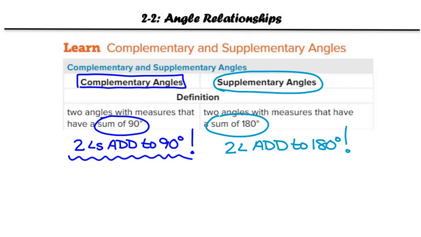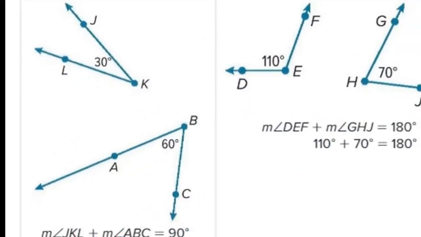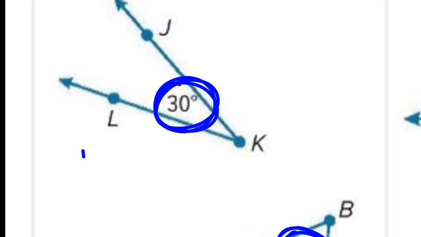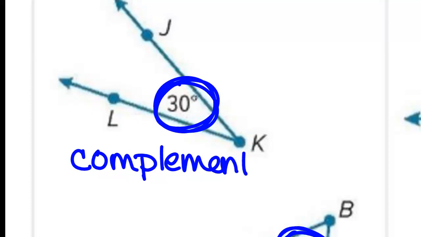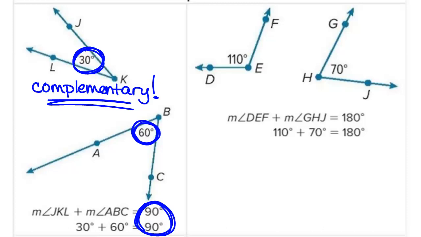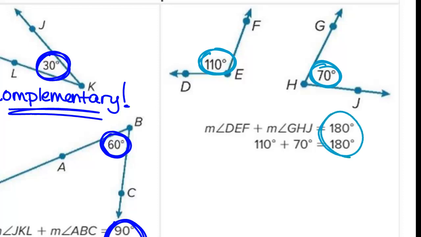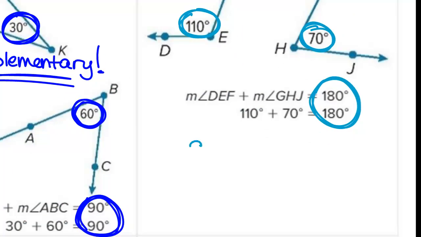All right, so we've got a couple examples here. I have a 30-degree angle and a 60-degree angle. What happens when you add 30 and 60 together? You get 90, which means these would be what types of angles? Complementary. Over on the right-hand side, 110 and 70. What do you get when you add 110 and 70? 180, which means these are supplementary.